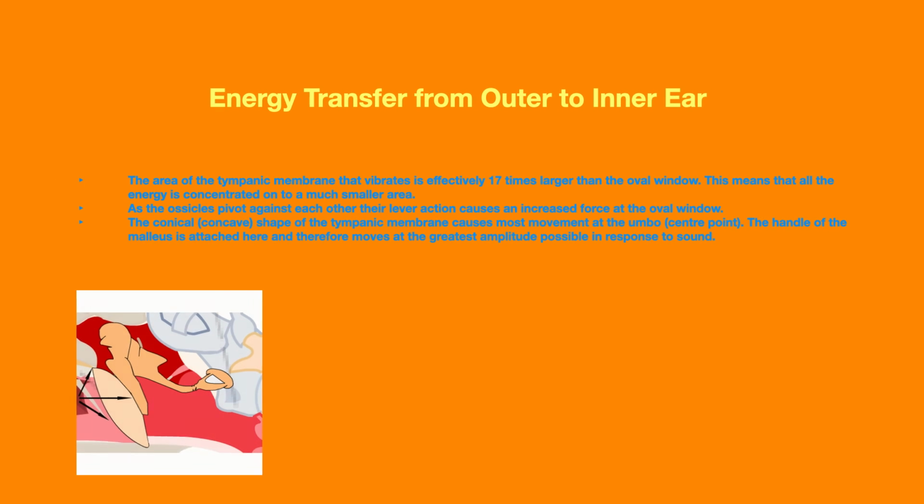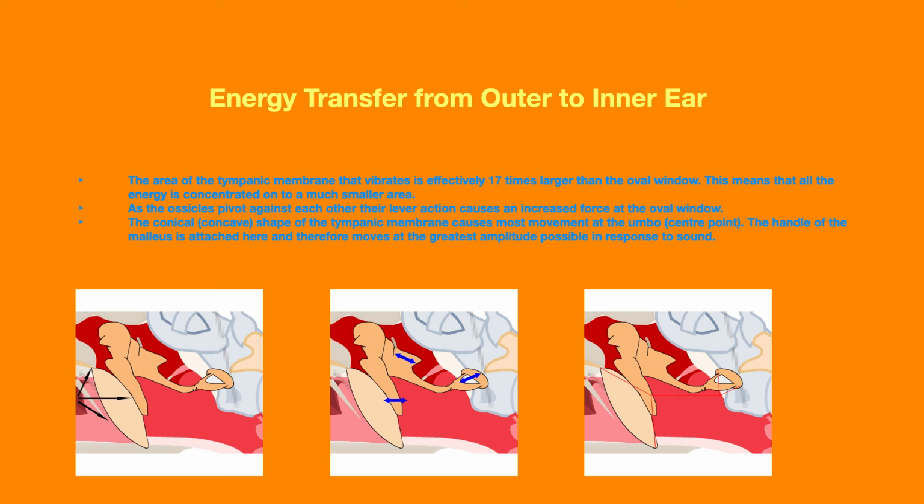The middle ear is particularly efficient in transferring energy from the outer ear to the inner ear. The area of the tympanic membrane that vibrates is effectively 17 times larger than the oval window. This means that all the energy is concentrated onto a much smaller area. As the ossicles pivot against each other, their lever action causes an increased force at the oval window. The concave shape of the tympanic membrane causes most movement to be at the umbo. The handle of the malleus is attached here, and therefore it moves at the greatest amplitude possible in response to the sound.